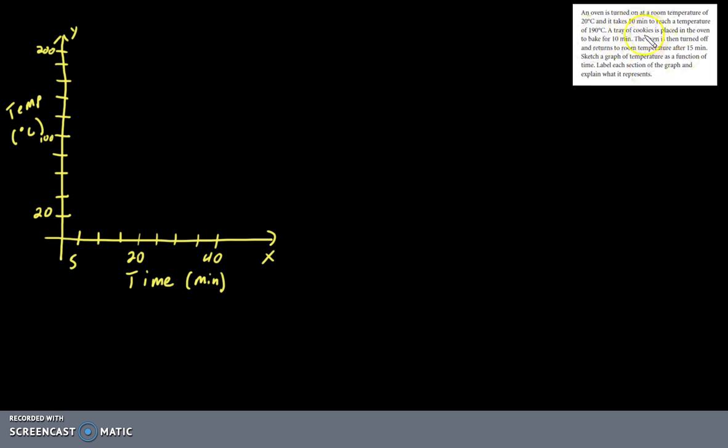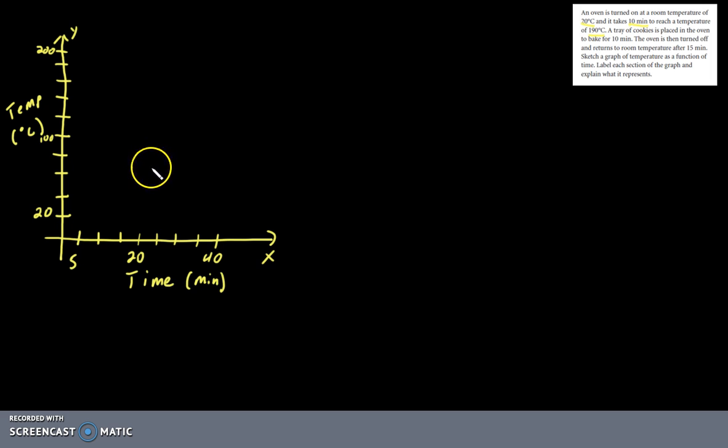Okay, so let's take a read and just do the first sentence. An oven is turned on at room temperature of 20 degrees. That's important over here. And it's going to take 10 minutes for the temperature to reach 190. So we have a couple things going on. We have 20 degrees starting. It's taking 10 minutes to reach 190.